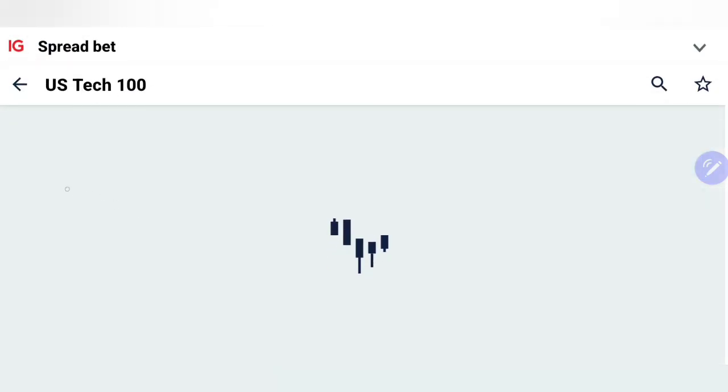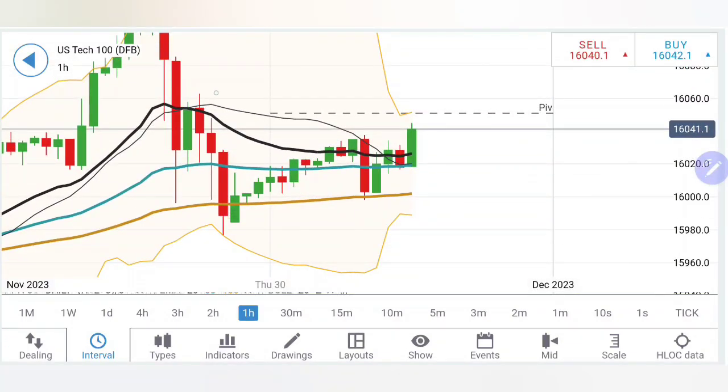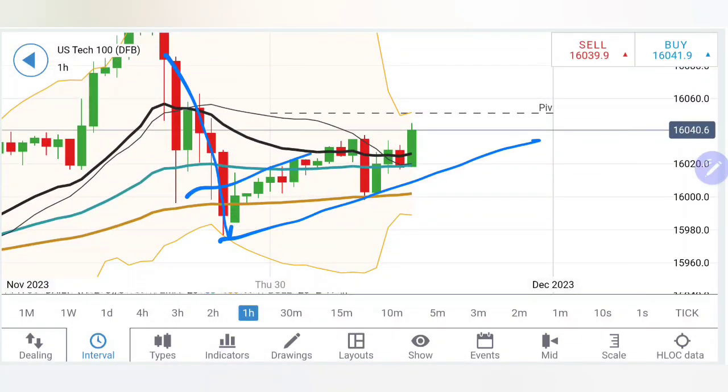Let's start first to look into Nasdaq 100, followed by Dow Jones. Watch till the end. Now see Tech 100 on the early charts. After the sharp drop, this is in the retracement zone. It is not bullish. It is not reversed.